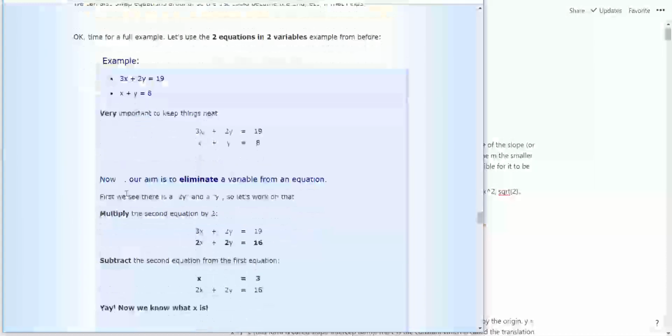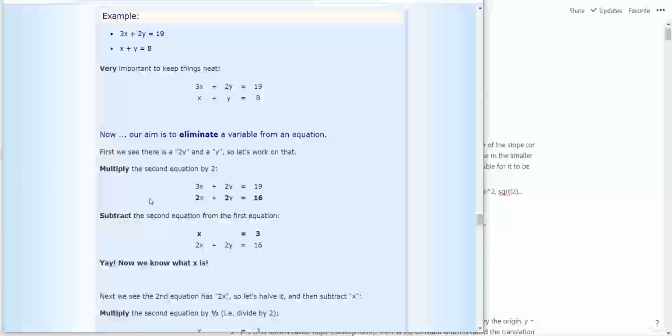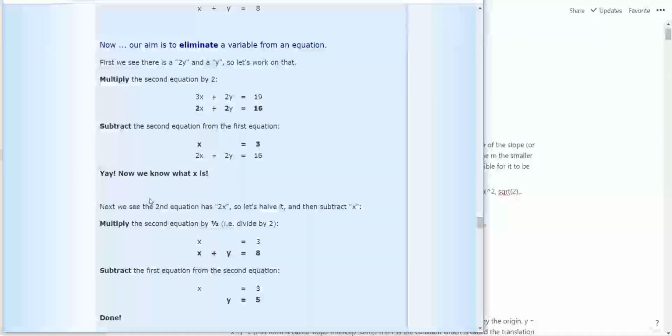And our aim is to do the elimination. See that there is a 2y and a y. Let's work on that. Multiply the second equation by 2. Or minus 2. Minus 2x minus y equals minus 8. Subtract the second equation from the first equation. Now we're left with, I know what x is. x equals 3.